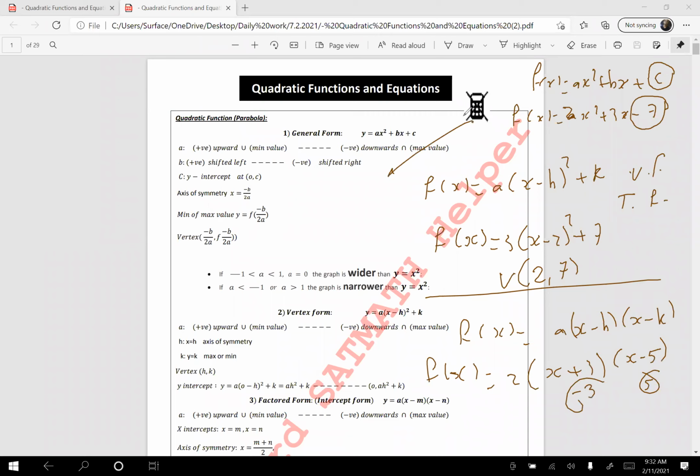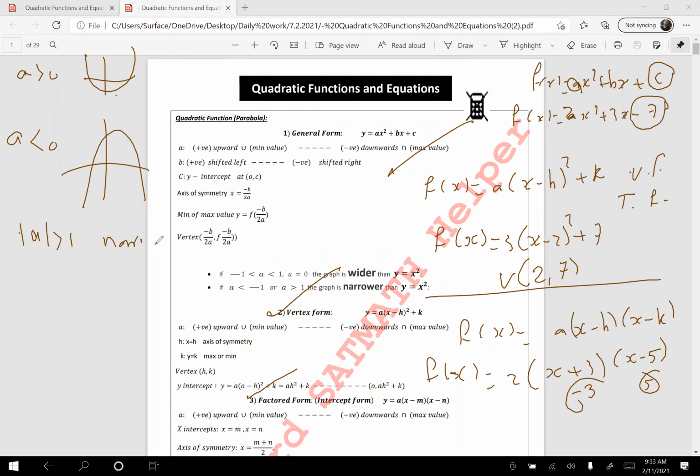So this is the first form, this is the second form, and this is the third form. And a has 4 cases. These 4 cases give the function 4 different properties. If a is positive, then the function is concave up or has a minimum point. If a is negative, then the function is concave down or has a maximum point. If the absolute value of a is more than 1, it will be narrower. If the absolute value of a is between 0 and 1, it will be wider.